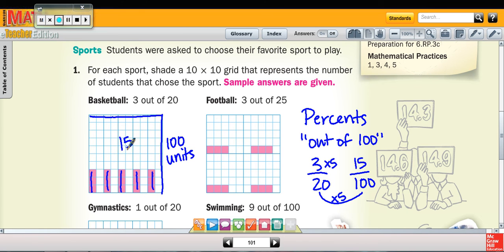Okay, here 3 out of 25. To get to 100 would be times 4. So times 4 would give you 12 out of 100. So you see 3, 6, 9, 12. So on and so forth.